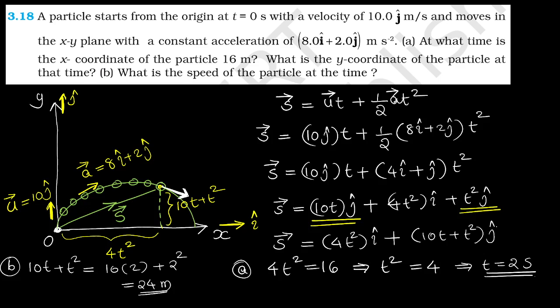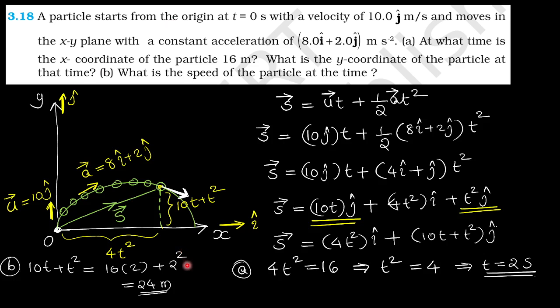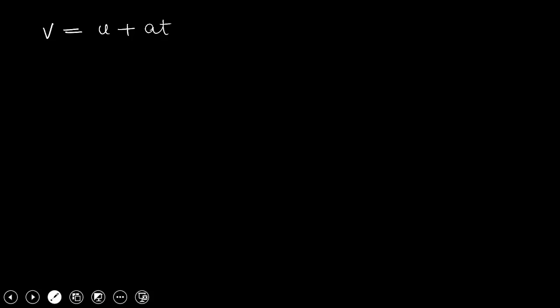Why am I using v equal to u plus at? Because when time equal to 2 seconds, what is the speed? Velocity I want. The body is moving with a fixed acceleration, so v equal to u plus at. v is a vector quantity. You put an arrow sign above each letter except time.